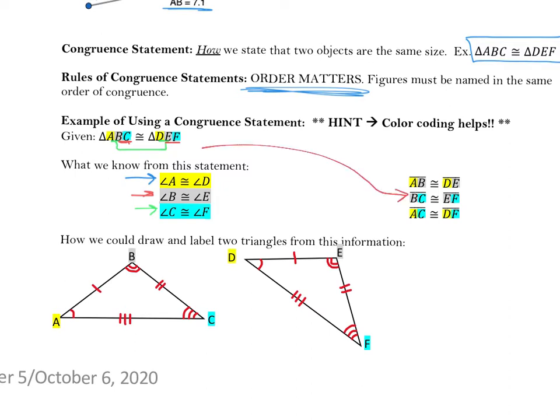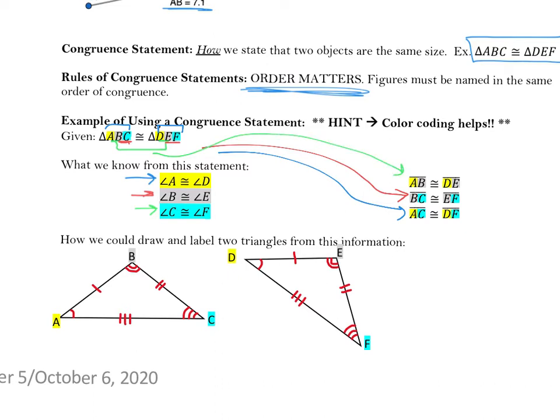And then lastly, we have our A and C. That's congruent to side DF. So our yellow and our blue letter. Again, all this is pictured down here as well. All right, so the order does matter.